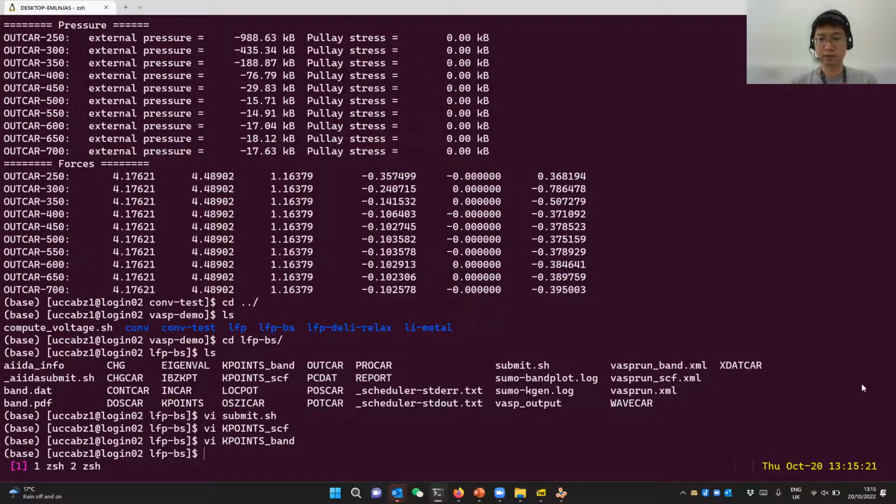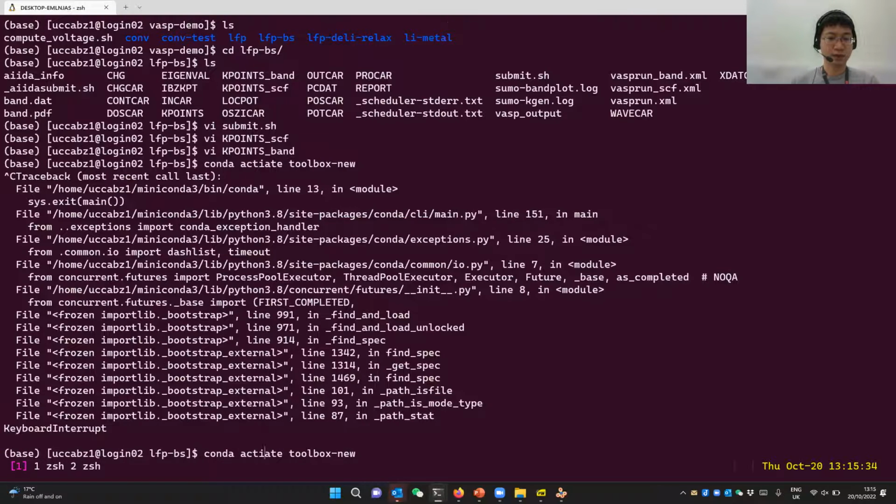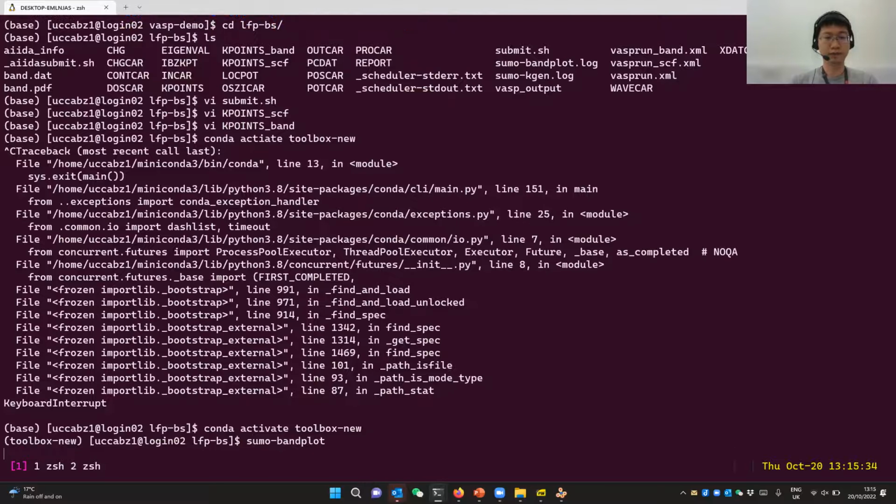Then you have the vasprun.xml, and you issue this command. I think it's called, sorry, I just have to activate this. It's called sumo-bandplot. Just do this. Python is a bit slow, but eventually it will parse all the outputs from the vasprun.xml file and then plot the band structure. So it's basically a command line interface.